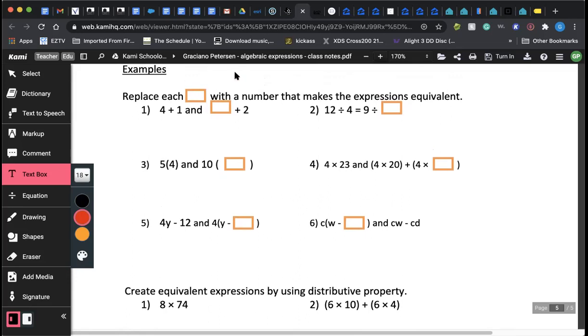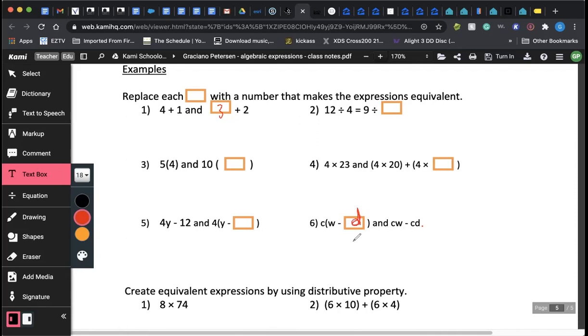For number 1, for instance, very easy. We have 4 plus 1, which of course equals 5, right? So what number would I need to replace this box with to also make the other side equal 5? 3. 3, right? Very simple. The same idea is when we're working with our distributive property. Like if we look at number 6, we have CW minus D. And then on the left here, we have C times W minus what? What would need to be in that box to make this side the same as that side? D, right?